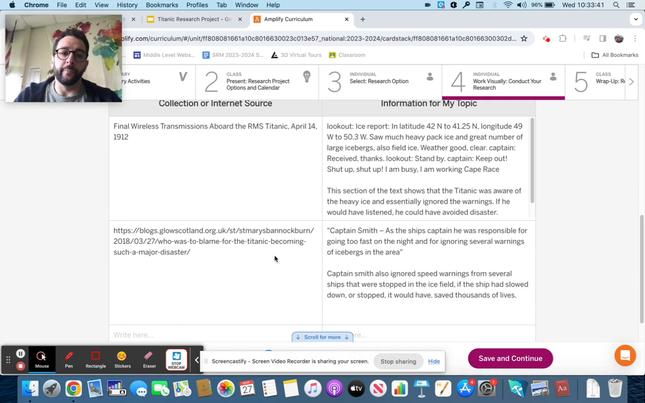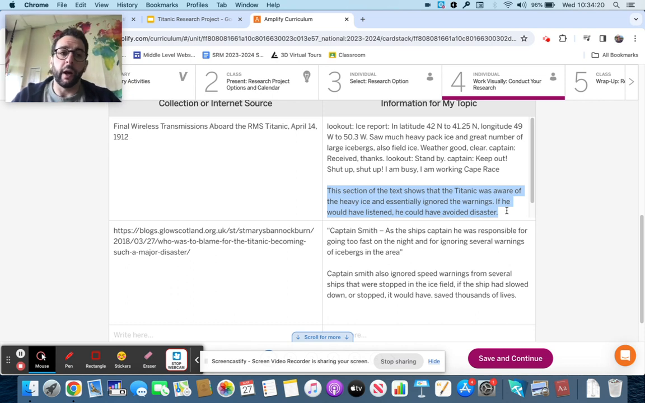On the left-hand side from class, and hopefully all you guys have this, should be the source. It's where you got your information. So my argument is I'm blaming Captain Smith. And so I use the wireless transmissions aboard the Titanic. I have my quote over here where it doesn't look too good for old Captain Smith. He's saying, "Shut up, I'm busy working Cape Race," where he's being warned about the ice. And then I'm explaining here the section of the text shows the Titanic was aware of the heavy ice and ignored the warnings. If you would have listened, you would have avoided disaster.